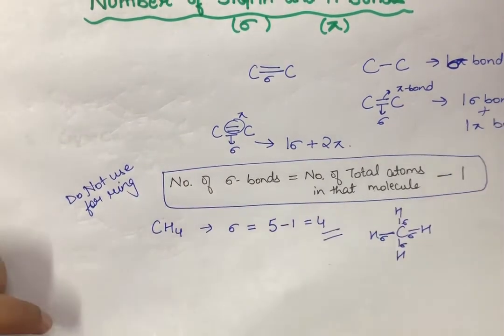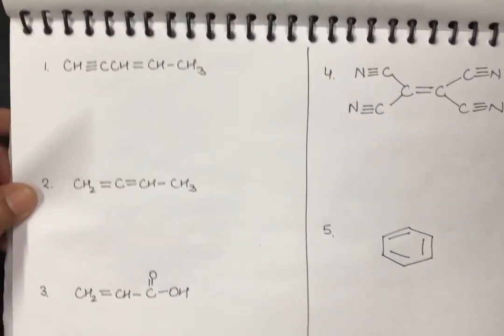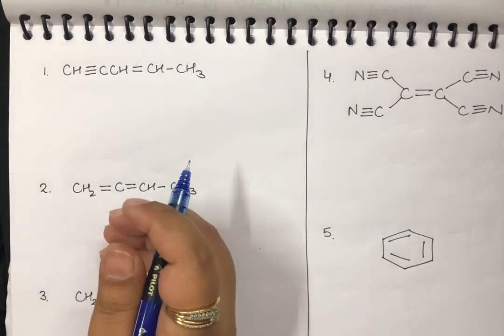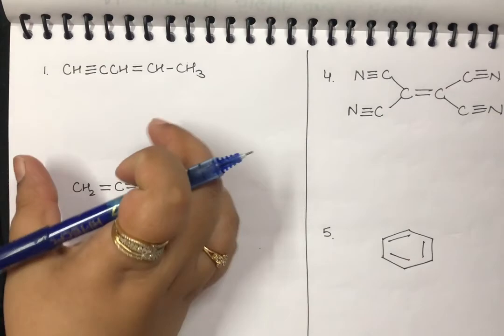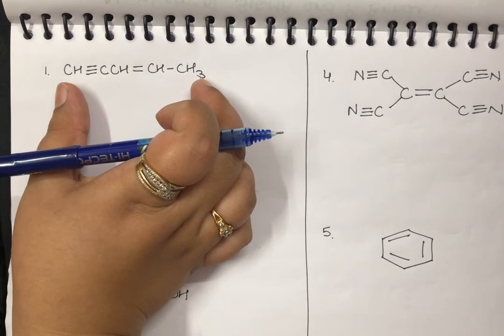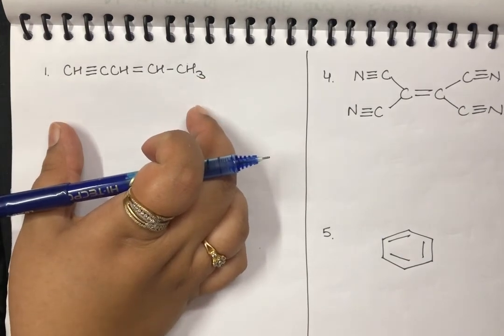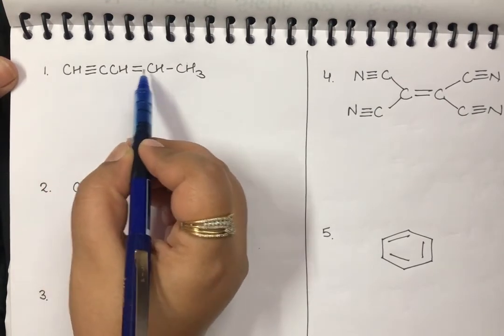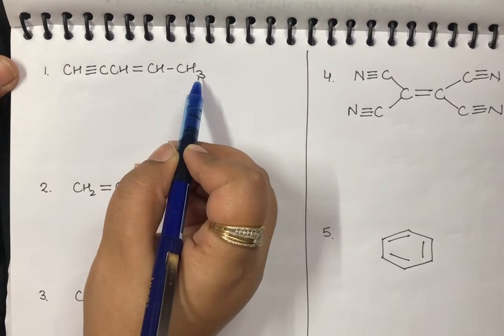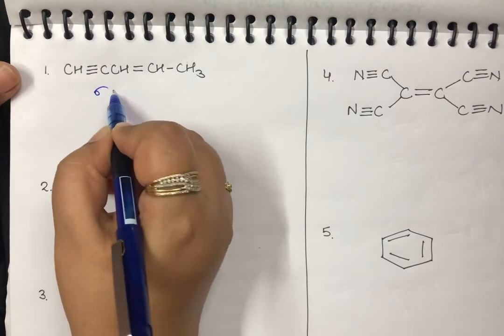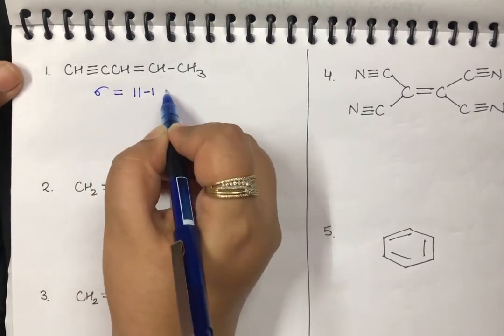So now I'll take a few more examples so that the concept would be more clear. Now this structure is CH triple bond C, CH double bond CH, CH3. Now it is very difficult to just look at it. You'll have to draw the expanded form of the structure. This is the condensed form. If you have to draw the entire formula, that would take time. So what I'll do is first use my trick. The trick says 1, 2, 3, 4, 5, 6, 7, 8, 8 plus 3, 11. So the total number of atoms present in this molecule is 11. So if I have to calculate the sigma bonds, it is going to be 11 minus 1, which is 10.